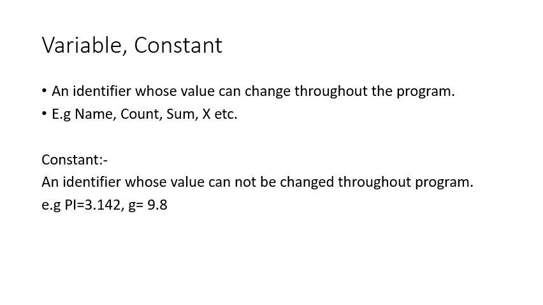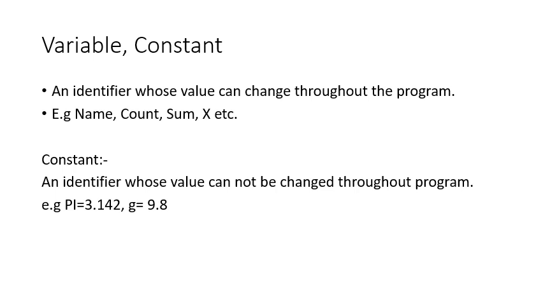So an identifier whose value can be changed throughout the program is called a variable. But a constant cannot be changed. For example, the gravity value is 9.8. It can't be changed anywhere throughout the program. In physics, when you are solving problems, you declare g equal to 9.8. So throughout the problem, that is 9.8.